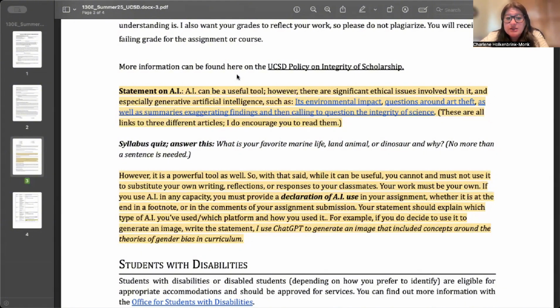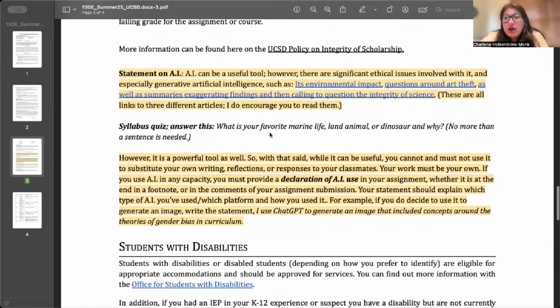So there's been a rise in it summarizing and taking academic research as well. So there are some ethical questions around that. And there have been some findings that it exaggerates research, which then questions the integrity of science. So these are different articles. I do encourage you to read them, but I'm not going to require it. So just thinking about that when you're moving forward and the use of AI. Again, I'm not necessarily anti-AI, but I do encourage people to think about it and how they're going to use it. So on that note, while it is a powerful tool, this needs to be your work.